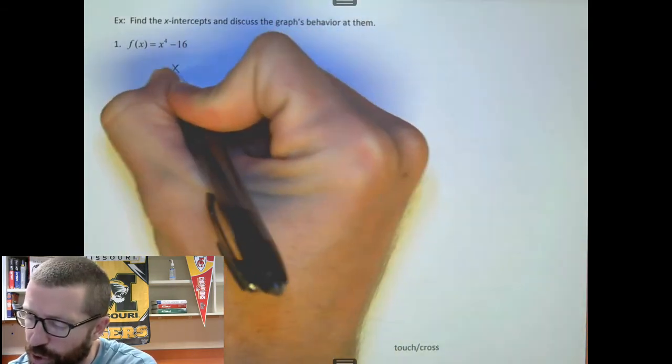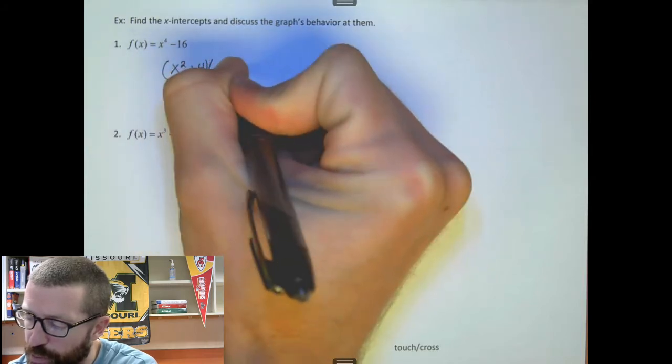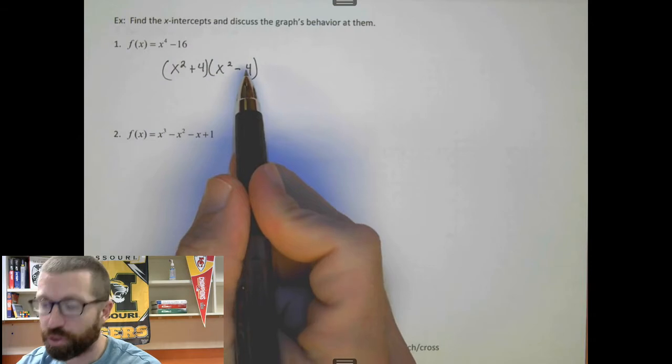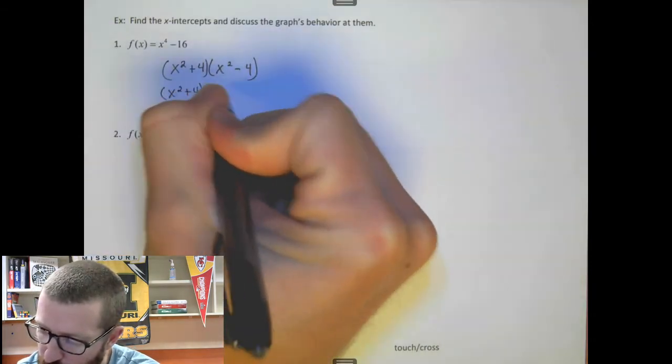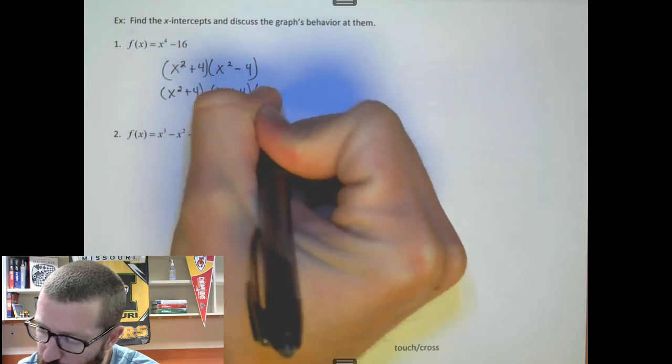So this is x squared plus 4, and then x squared minus 4. And then this is the old double factor, which can be tricky. This is the difference of two squares again, not here, x plus 4, but then here, x plus 4, and then x minus 4.